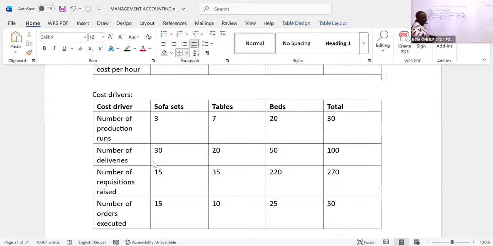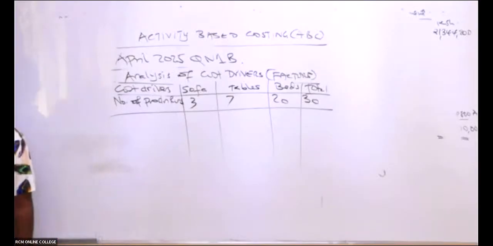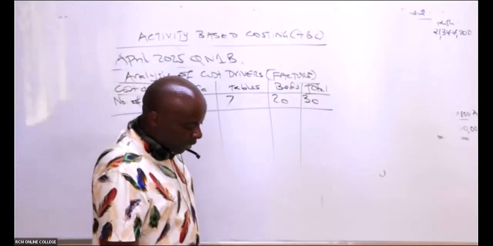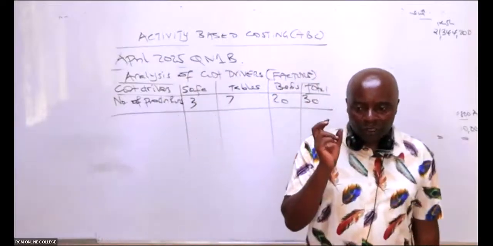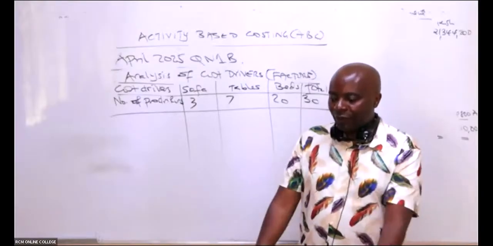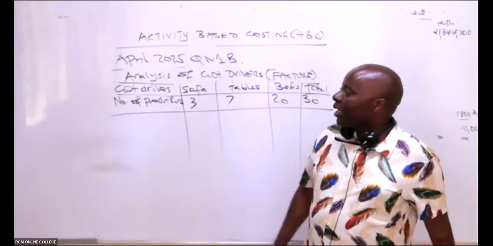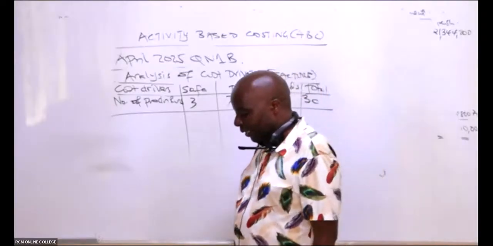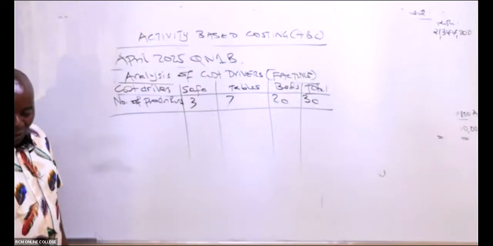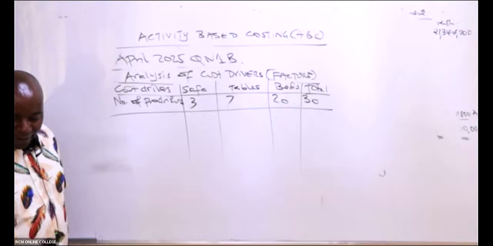Let me just drop my screen here for the online students to see the structure of my table. Whenever they tell you to use activity-based costing, first of all, you must do an analysis of the cost drivers. Very, very important. The first one we have here is number of production runs.